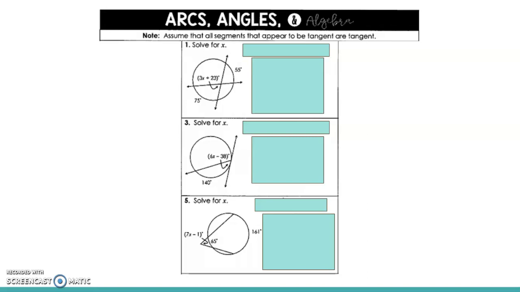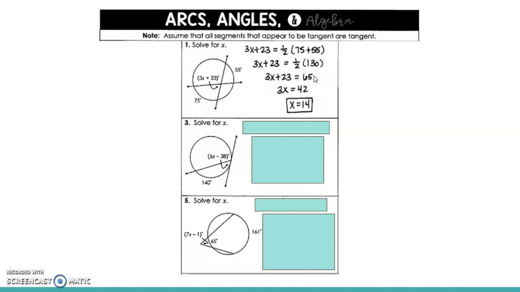Looking at our very first example, number 1, we're solving for x. I see that I have that interior intersection, so I know I'm going to be adding those arc measures together. In this case, when I set up my equation, I have the expression is equal to 1/2 and then my arc measure sum. When I solve for x, I find that x equals 14.